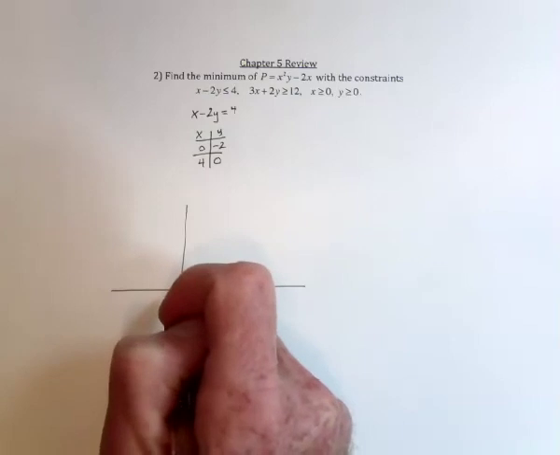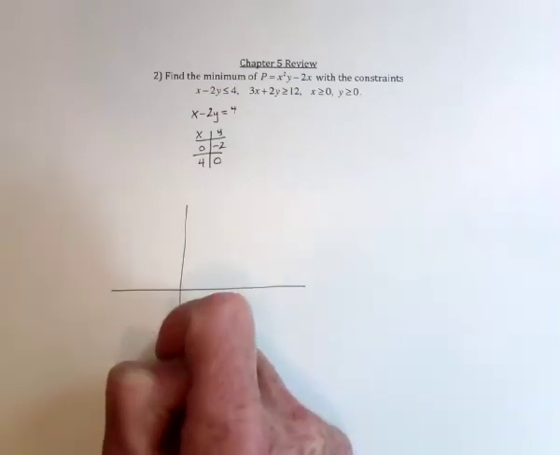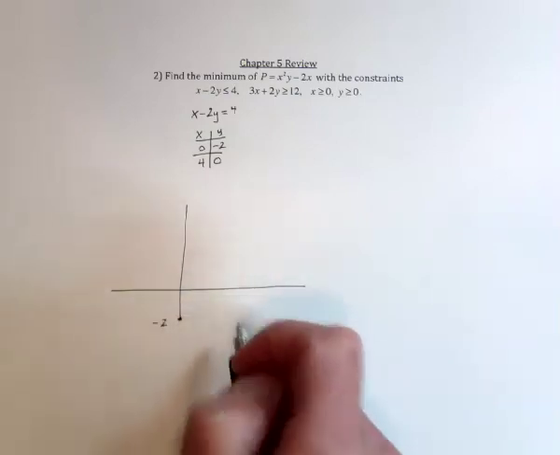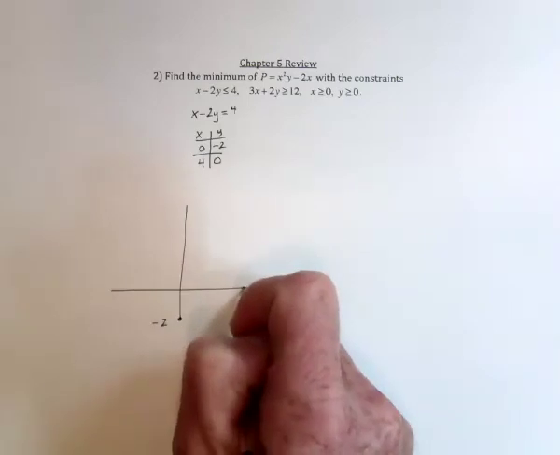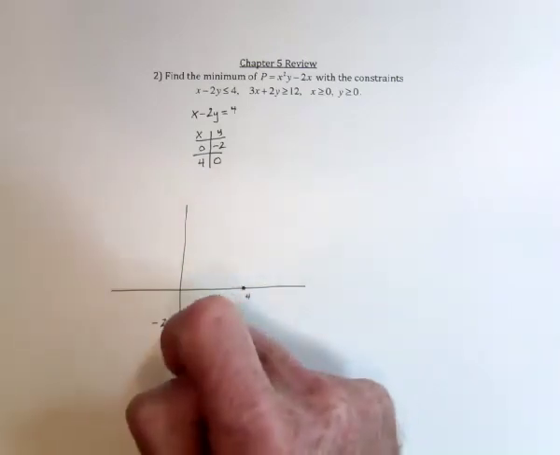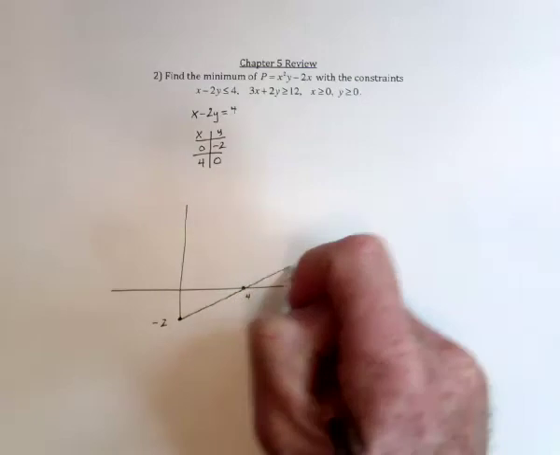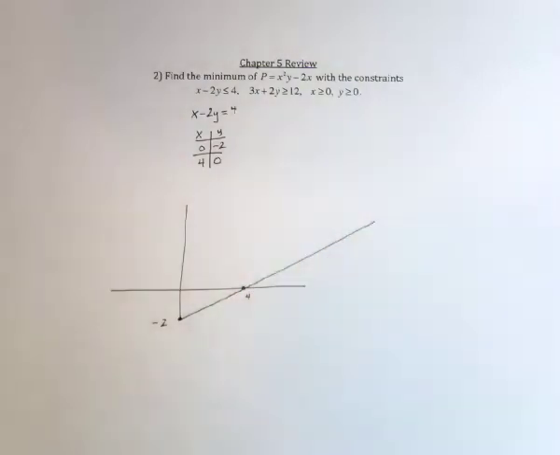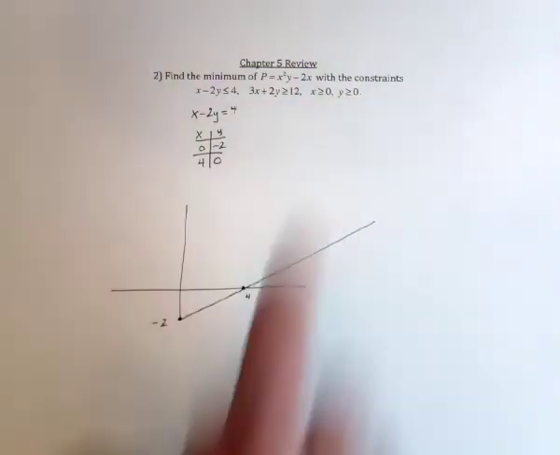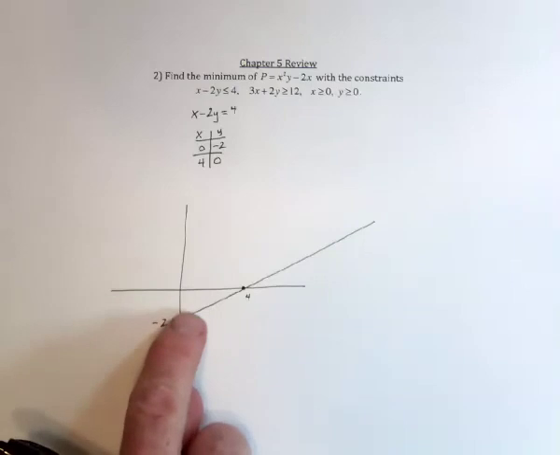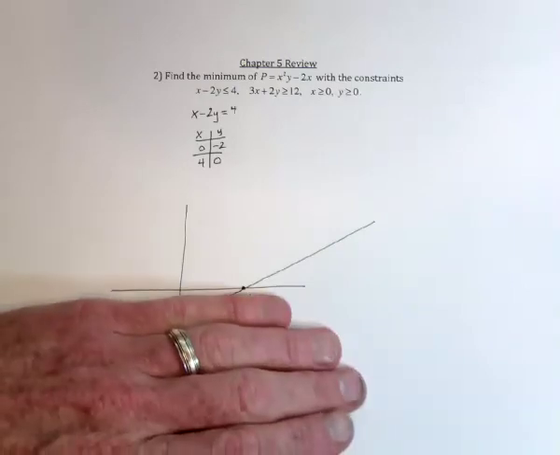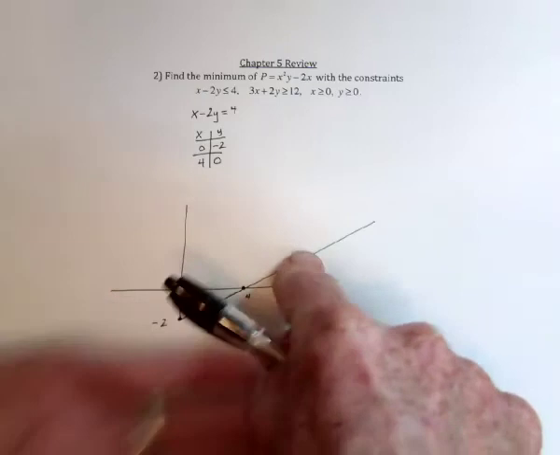So x is 0 and y is -2. And then 4 and 0. And then graph that line. This information over here says work in the first quadrant, so we don't really need that part for the problem. We really only need that part of the line over here.